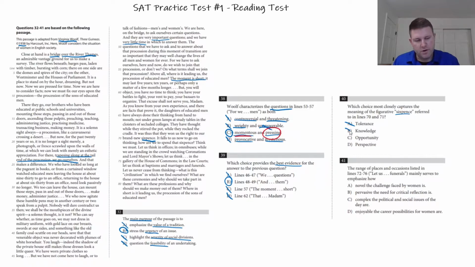And then knowledge? No. Opportunity? Yes, it is a new opportunity, it's a new thing of value, right? And then perspective? No. So we get C for 40. Now on to 41, last question here.